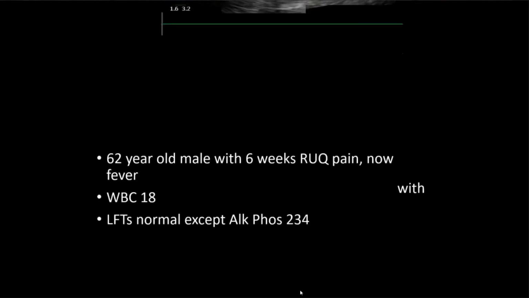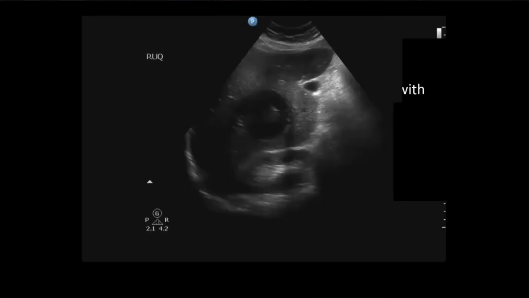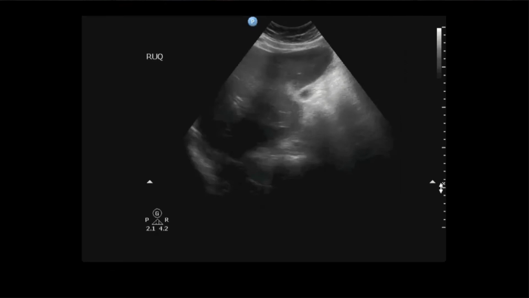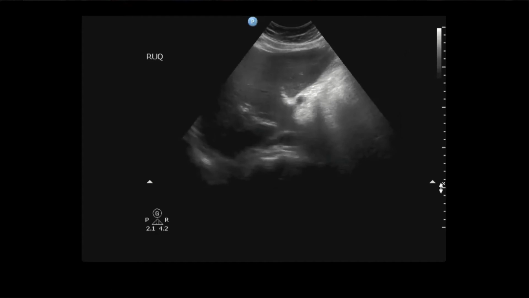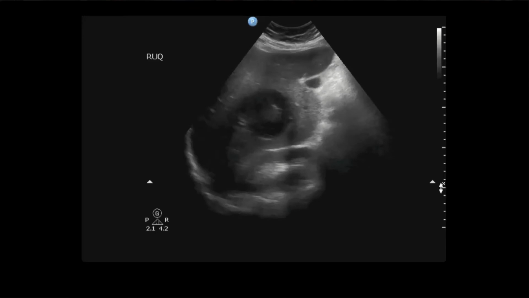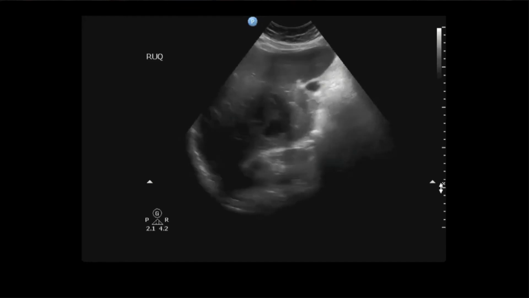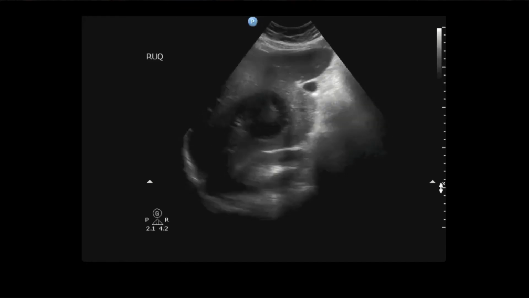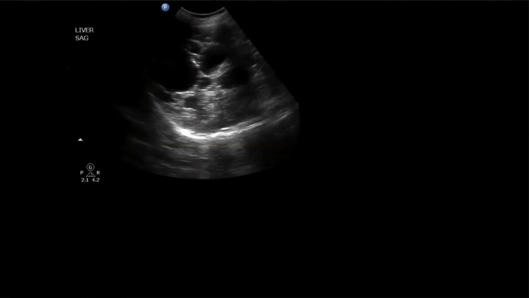So compare this cyst. This is a 62-year-old gentleman. He's got 6 weeks of right upper quadrant pain, and now he's got a fever. He's got an elevated white count, and his LFTs are normal except for his alk phos. Another example of a cystic lesion, but what kind of a cyst is this? Abscess, exactly. So this is a complex cyst, and actually part of your differential would be that it's an abscess, and you can kind of gather from the data that you're provided that this is an abscess because the guy's febrile, he's got a white count, all of that good stuff.